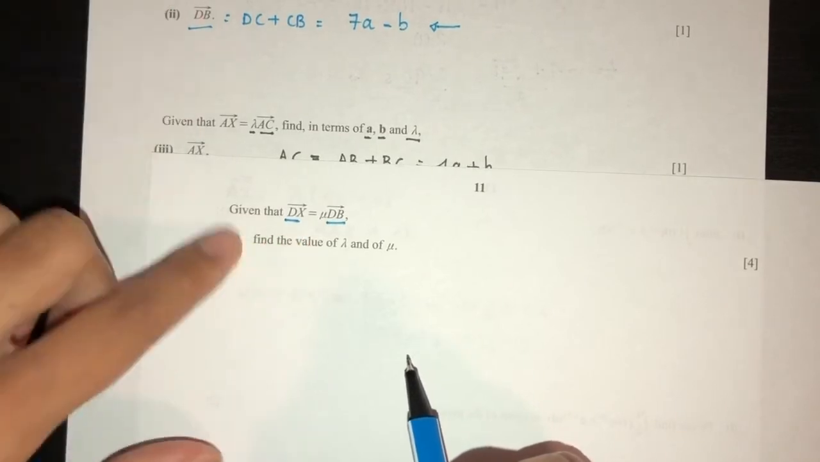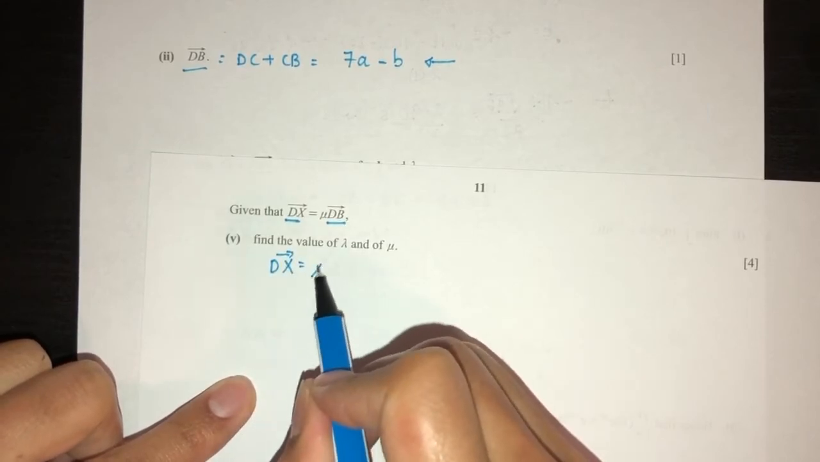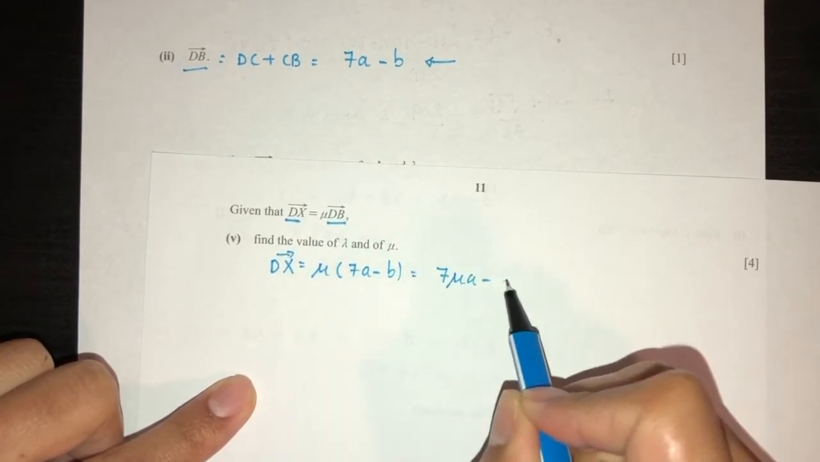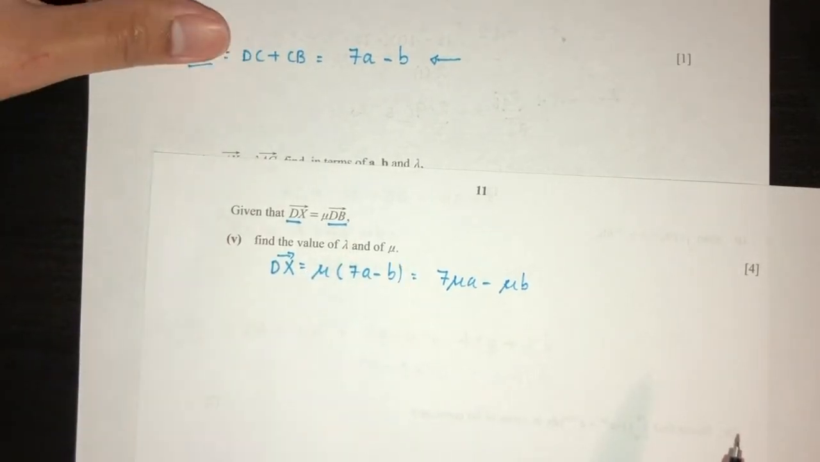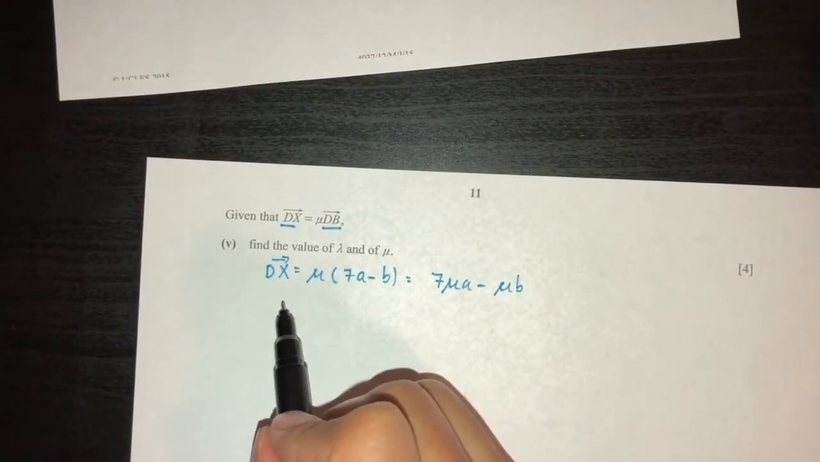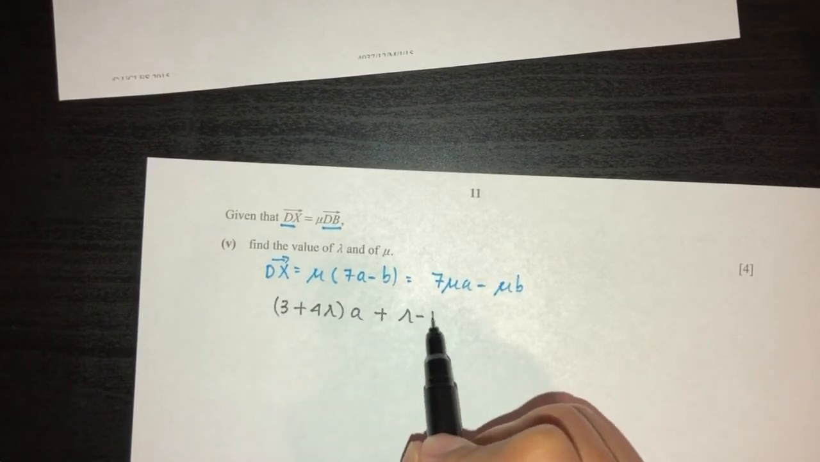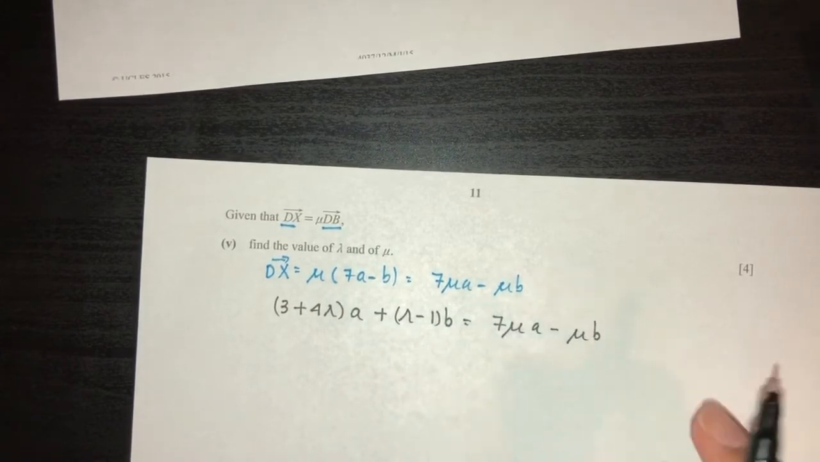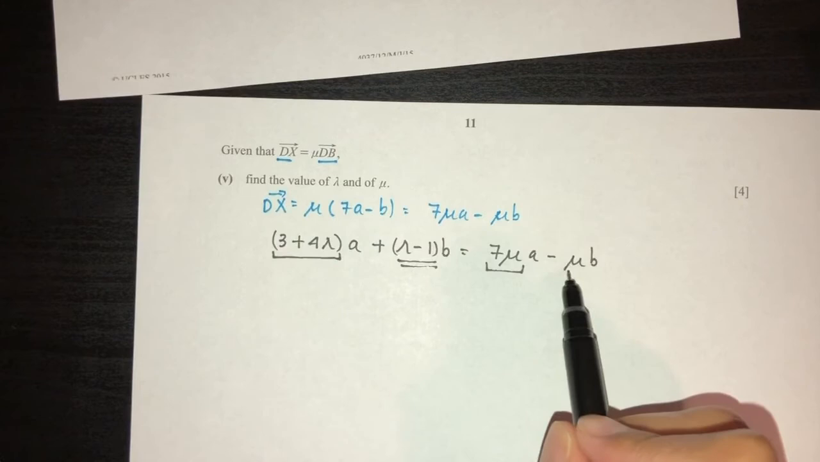So what is DB? DB is given by this. So DX is given by mu times DB, which is 7a minus b, which is 7 mu a minus mu b. So we have to find the value of lambda and mu. So comparing the two values of DX, on both sides we have 3 plus 4 lambda a plus lambda minus 1 b is equal to 7 mu a minus mu b, which means we have to compare the coefficients. So this is this and this is this.